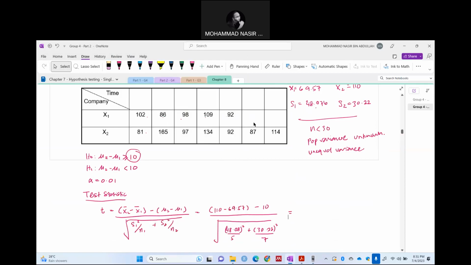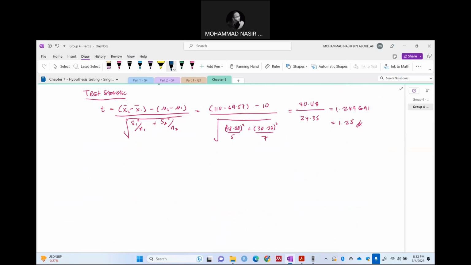Right. So what is the value of T? Did you get the same? The same? I just calculated, maybe it's wrong. The same. Alright, good.